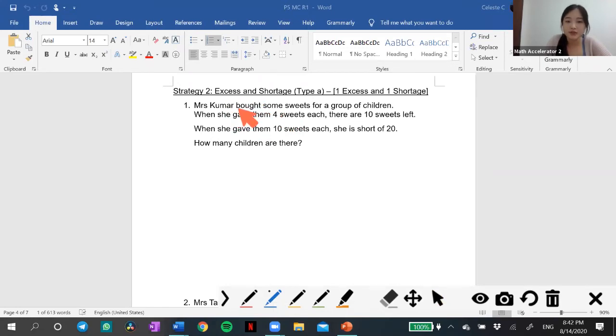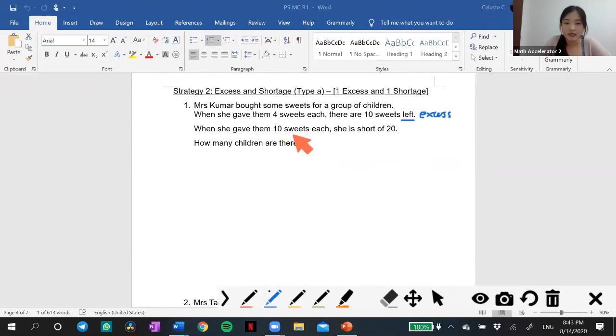Let's read the question. So Mrs. Kumar bought some sweets for a group of children. When she gave them 4 sweets each, there are 10 sweets left. Okay, so if you have leftover and a remainder, is it excess or shortage? Reply to me in the chat, let me know. Are these 10 sweets excess or shortage? Okay, good. A lot of you got it, excess.